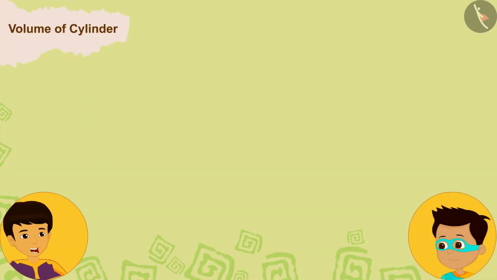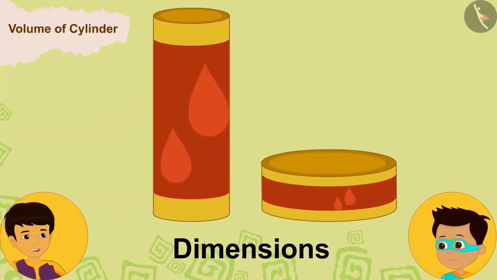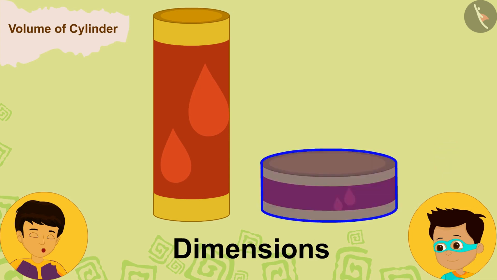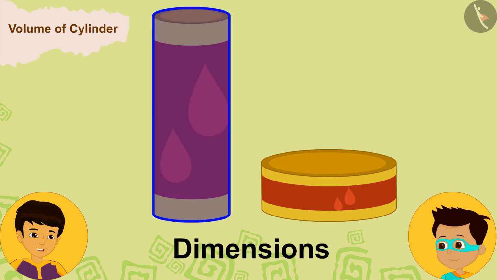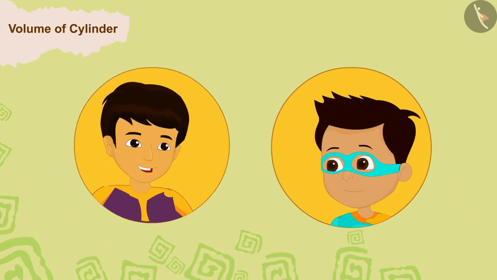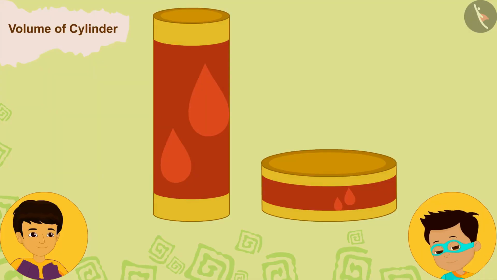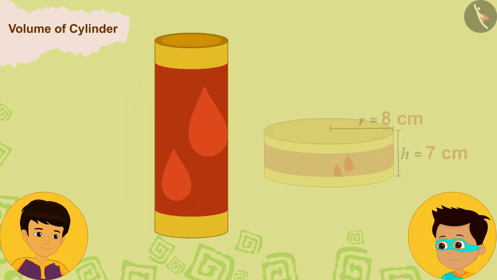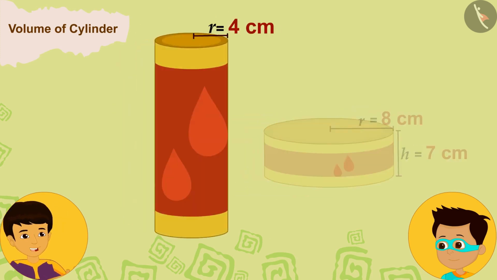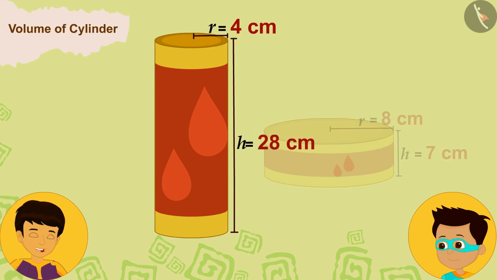Come, Thomas, let us quickly measure the dimensions of these boxes. You can find the dimensions of this shorter box, and I will find the dimensions of this taller box. Both Captain Thomas and Captain Manas determined the dimensions of their respective boxes. Both the boxes are cylindrical. The radius of the base of this shorter box is 8 centimeters, and its height is 7 centimeters. And the radius of this tall box is 4 centimeters and its height is 28 centimeters.